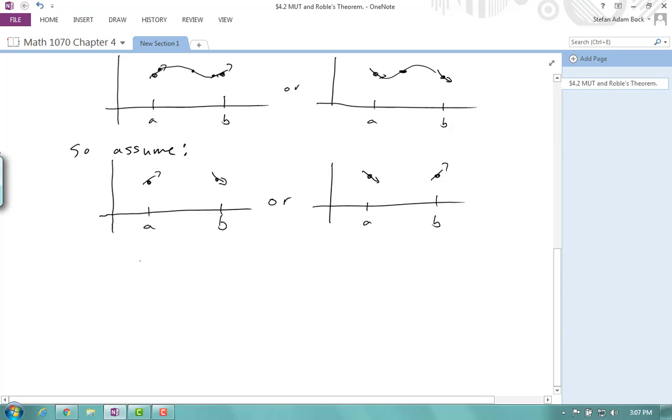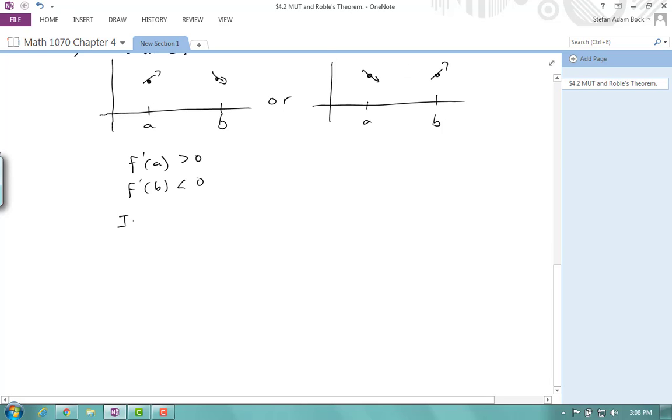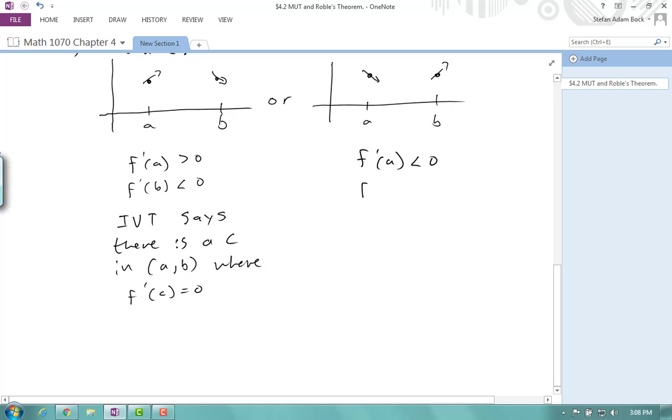Because here I have f prime of a is greater than 0 and f prime of b is less than 0. And since my function is differentiable, that means my derivative will also be a continuous function. And so here the IVT, the intermediate value theorem, says that in between a and b there must be a c where f prime of c is equal to 0, because it's positive on one side and negative on the other. And the same thing happens over here. I have f prime of a less than 0 and f prime of b greater than 0, and so IVT says the same thing.